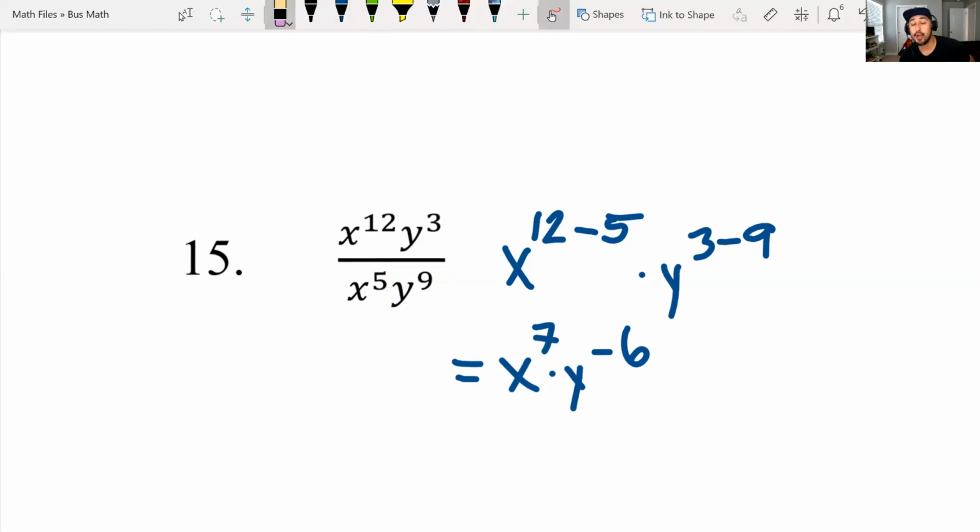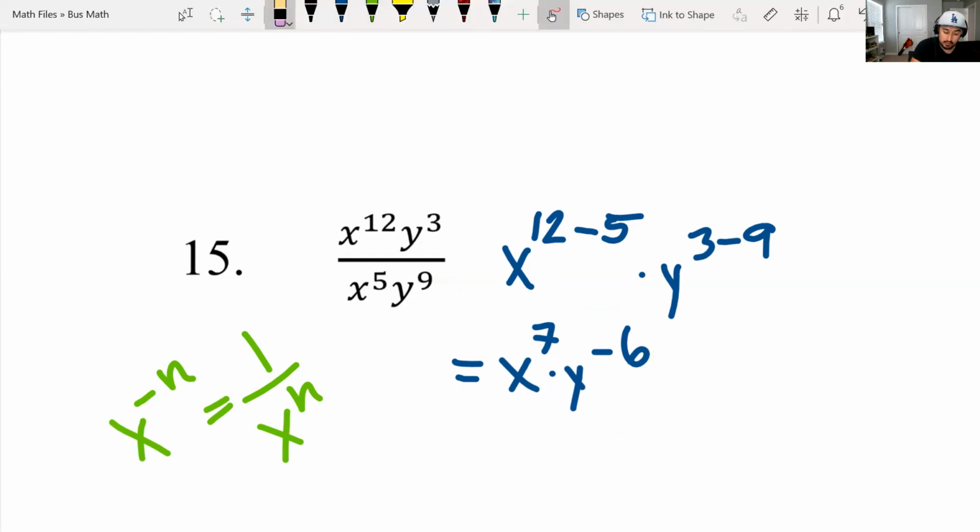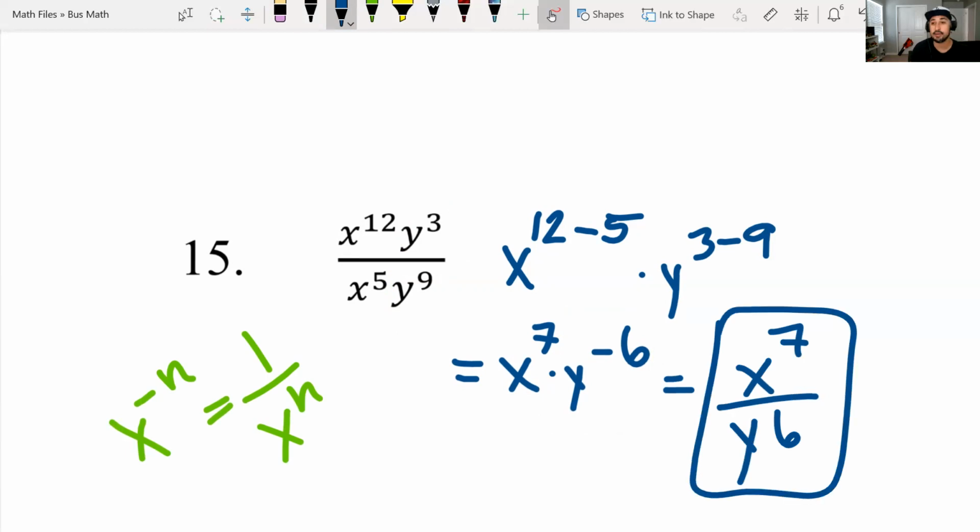Now, we want to rewrite this using the new rules we have learned today. And when I say the new rules, I just want to rewrite y to the negative 6. Remember, anything to a negative exponent can be rewritten as a fraction. So that's what we're going to do here. This will become x to the 7th over y to the 6th. There it is. That's it.